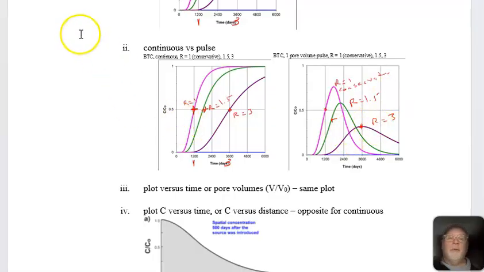Note that they spread out a little more the more retarded they are, and the lower the peak, the more retarded they are. Also, I didn't really emphasize this, but we can plot these versus time or the volume. So if we know how much volume it takes in our aquifer, how much volume of water that is, we could plot this as the volume pumped through over the pore volume. It comes out the same thing. And actually, this would be t over the time for one pore volume, which is like a hydraulic retention time. So just put that in the back of your head there.